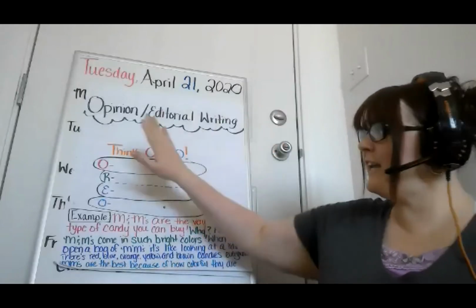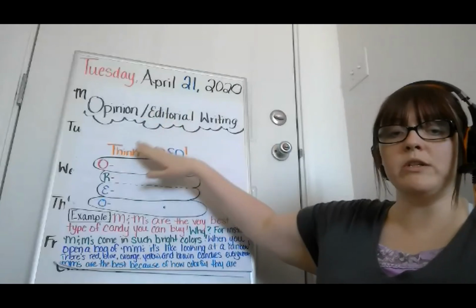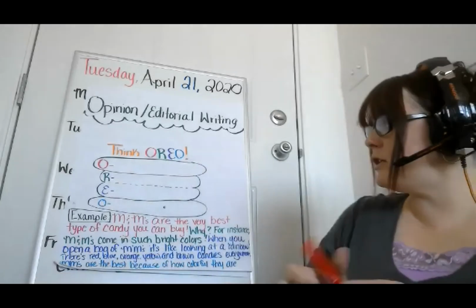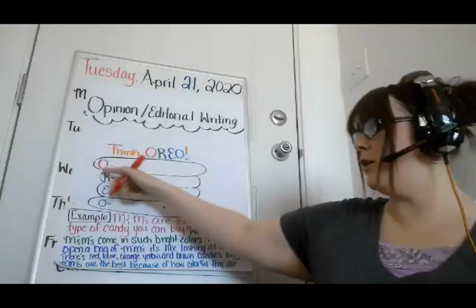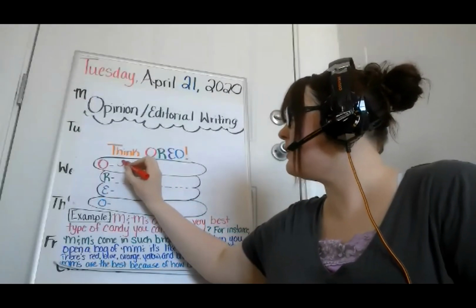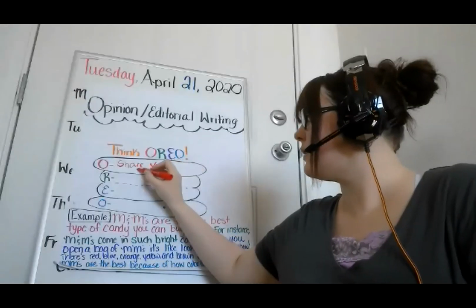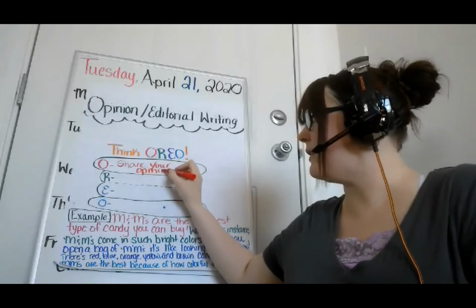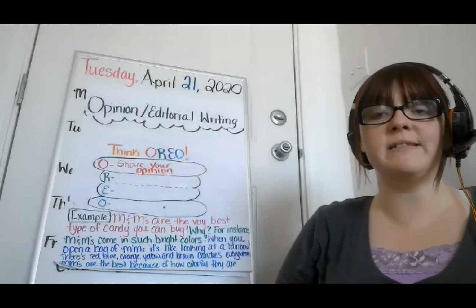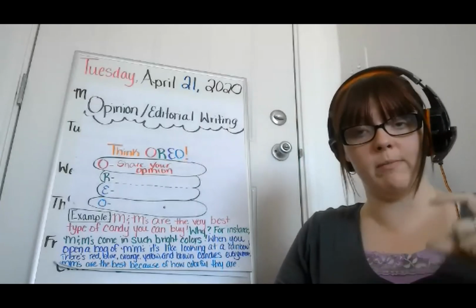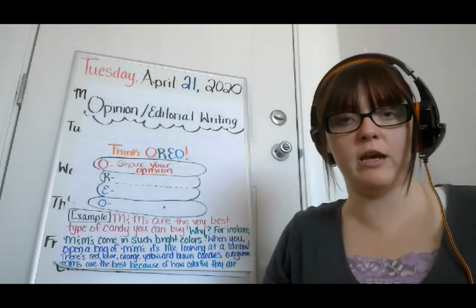So when we're writing an opinion paragraph, I want you to think like the cookie Oreo, okay? So the first thing that you're going to do is the O in Oreo. You're going to share your opinion. So this is like your topic sentence or your central idea statement. This is the sentence where you're going to tell everybody what your opinion is and what you think.